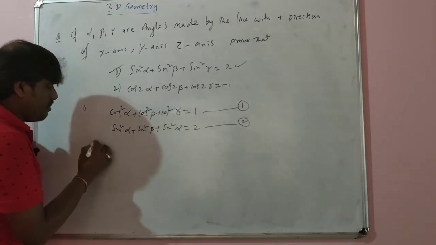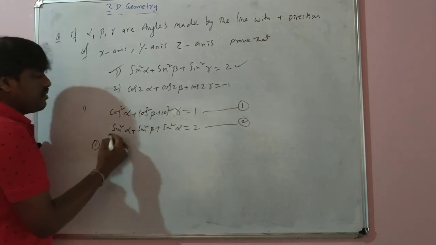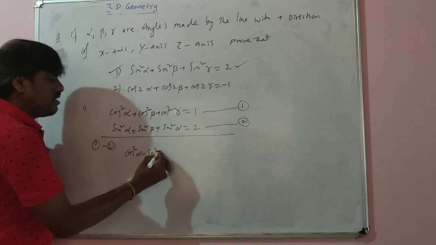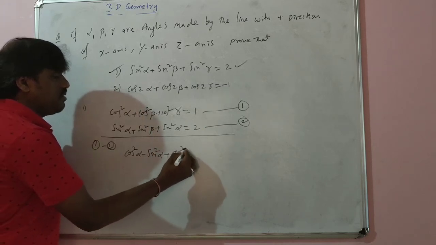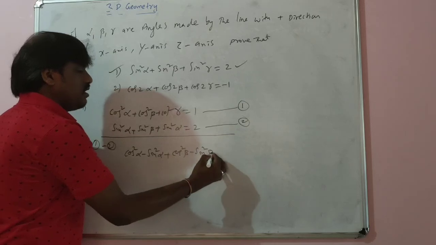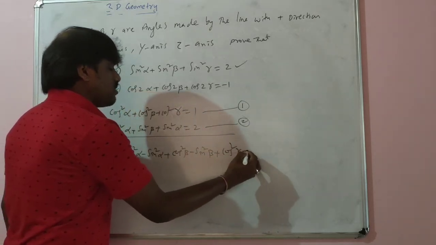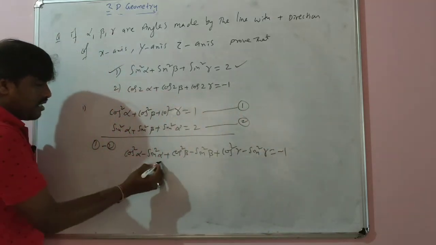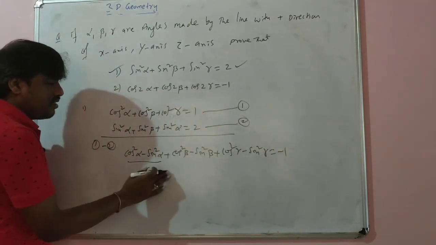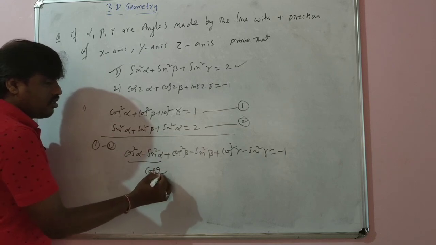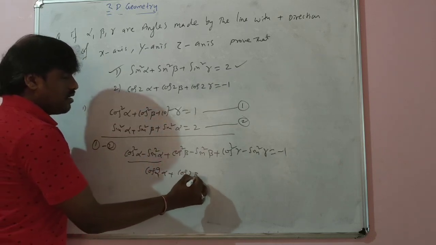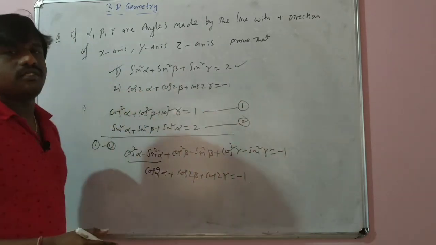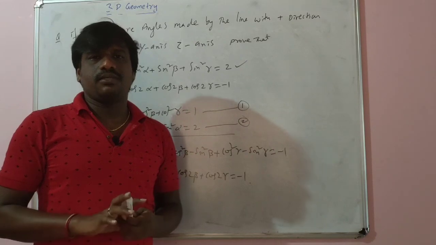So I am doing 1 minus 2. If I subtract both of these, I get cos square alpha minus sin square alpha plus cos square beta minus sin square beta plus cos square gamma minus sin square gamma is equal to 1 minus 2, which is minus 1. And what is this? Cos 2 alpha. This is the formula. So cos 2 alpha plus cos 2 beta plus cos 2 gamma is equal to minus 1. We have proved both of these. Hope you understand. This is the beauty of mathematics.